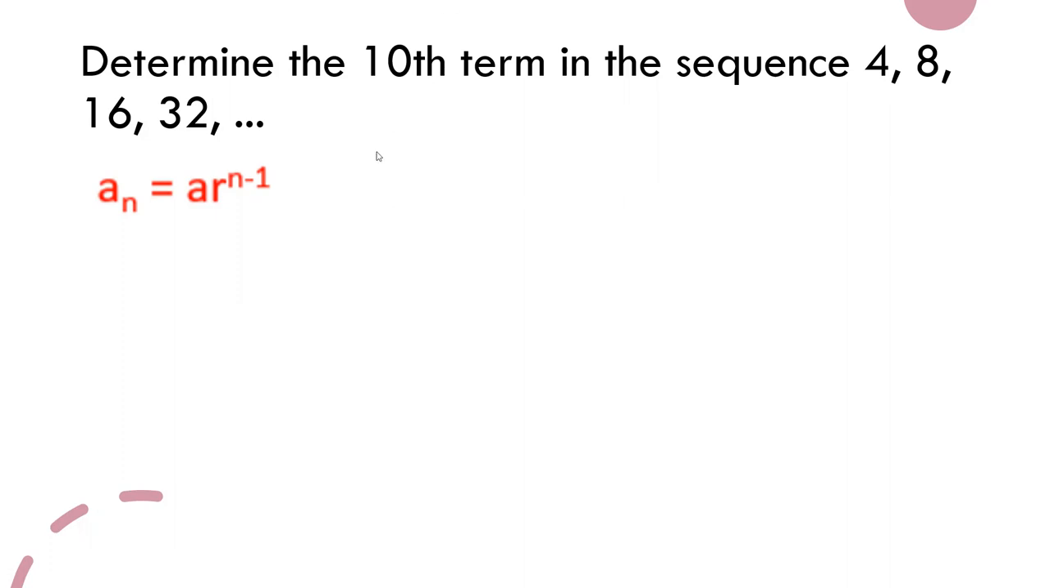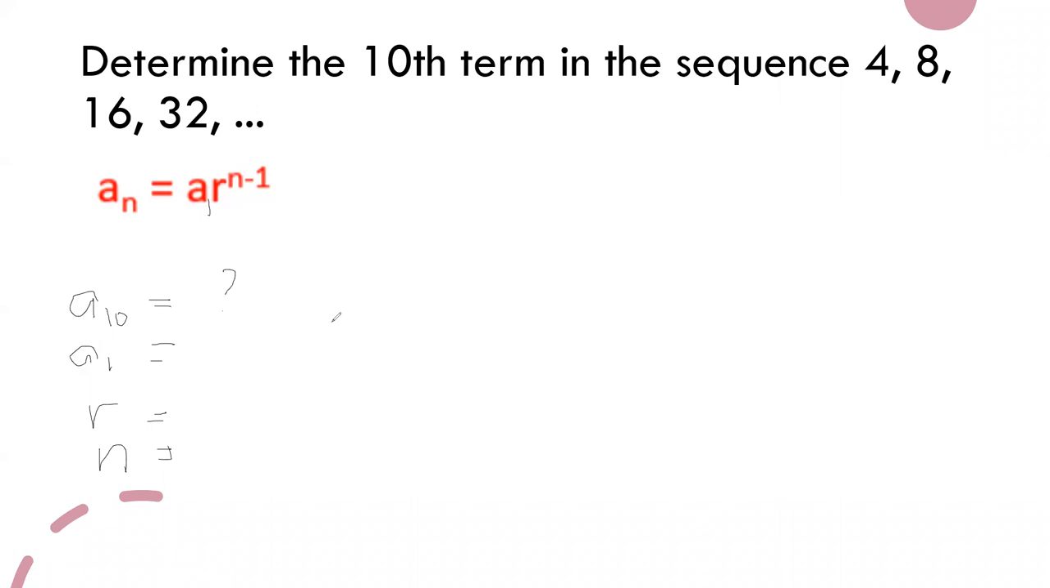So, katulad po ng sa ating arithmetic, apat pa rin yung hanapin natin, which is the A sub N, which is our 10th term, yung ating pong 10th term ang hinahanap. We have our A sub 1, we have our R, and we have our N. Ano nga pong nawawala? 10th term po, sir. So that's the term. A sub 10 is missing.